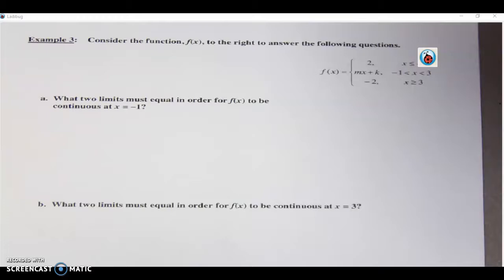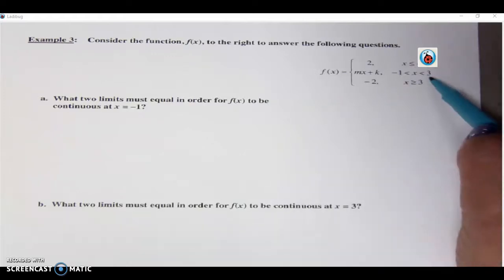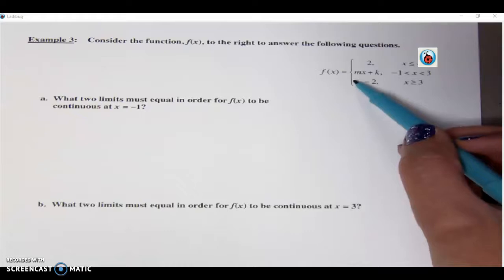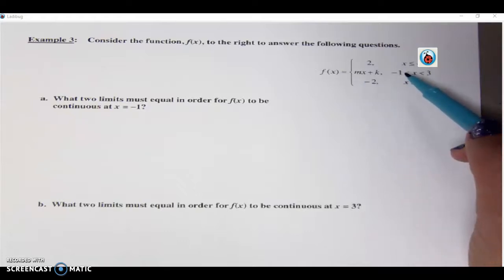Okay, so moving on to example 3. So example 3 is normally how part of a free response question with this stuff could look. So it says, consider the function f of x to the right. And so we have this piecewise function. It breaks in the graph at negative 1 and 3. And if you notice, we have some variables m and k here. They're probably going to ask us to find.